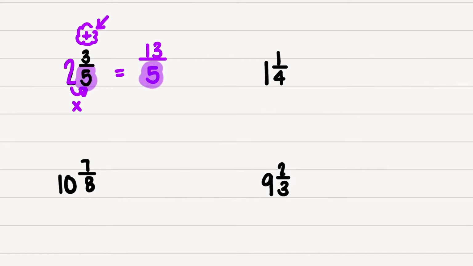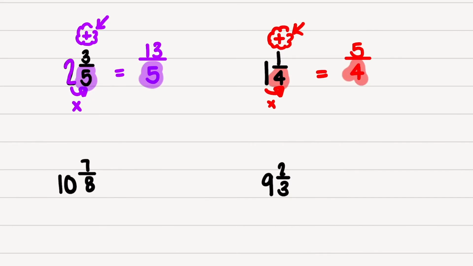So if we look at the next one, we have 1 1/4. So what are we going to do? We're going to take the 1 and we are going to multiply it with the 4. And then we are going to add the numerator of 1. So I'm going to say 1 times 4, which is 4. Then I'm going to add the 1, which is 5. And that is over the original denominator, which is given, which is 4.